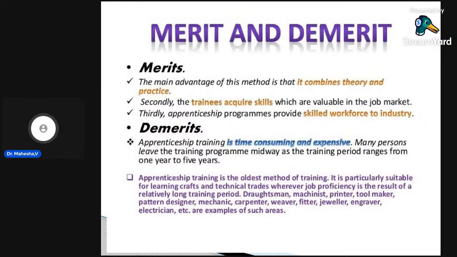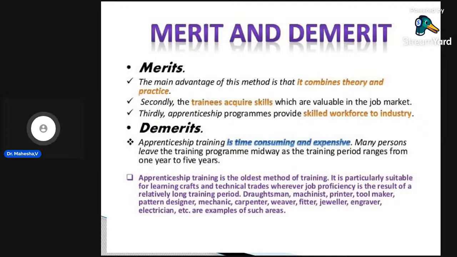Second, the trainee acquires skills which are valuable in the job market. Whatever the industry is going to expect, those skills normally they are going to acquire during the apprenticeship. The third one is apprenticeship programs provide skilled workforce to industry. If they come directly from the educational institution, from the university, they will be semi-skilled because they have only the conceptual ideas, only the theoretical background. If they have gone for the apprenticeship, then theory as well as the practical knowledge, the soft skills they are going to gain, and that will help the industry or the organization to get the skilled workforce in future.